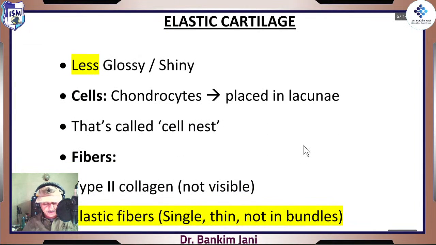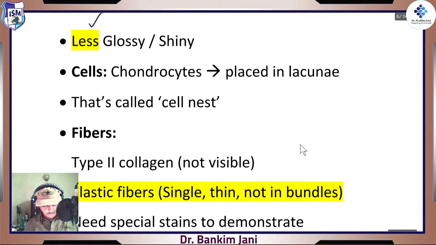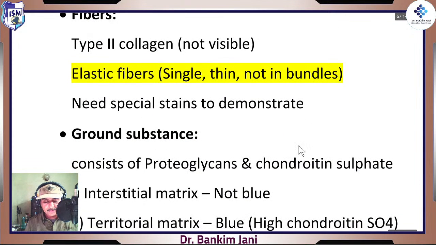Regarding elastic cartilage, these are the points to remember. It is less glossy, less shiny. Chondrocytes are placed in lacunae, and they are called cell nests as usual. Type 2 collagen is not visible, for the same reason. Elastic fibers are single and thin, and they are not in bundles.